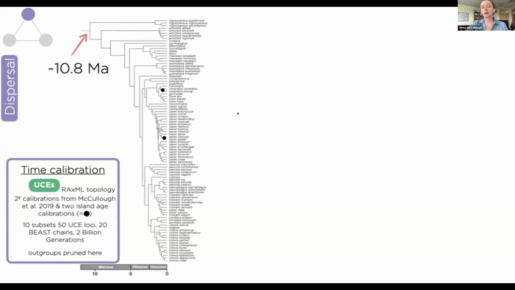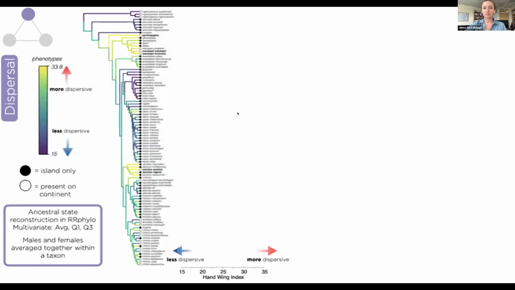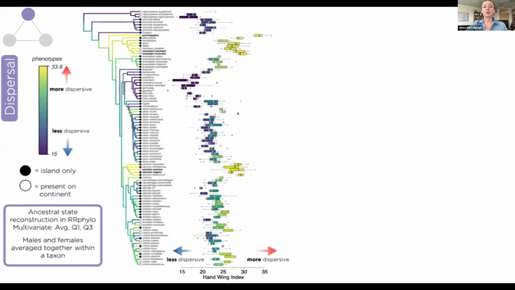We inferred that the most recent common ancestor for the genus is around 11 million years, and that most of the diversity in the genus has accrued in the last 3.5 million years. Here's an ancestral state reconstruction of dispersal ability across the tree, with purples being less dispersive morphologies and yellows being more dispersive morphologies. And we have these box plots that show taxon averages.